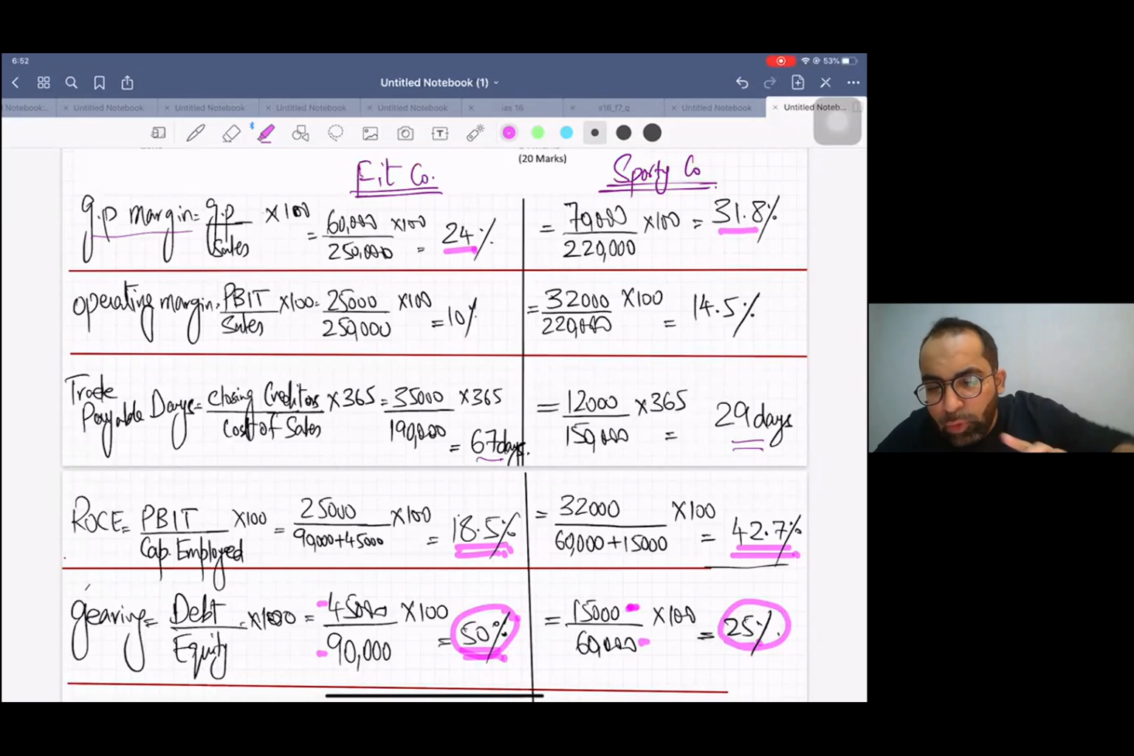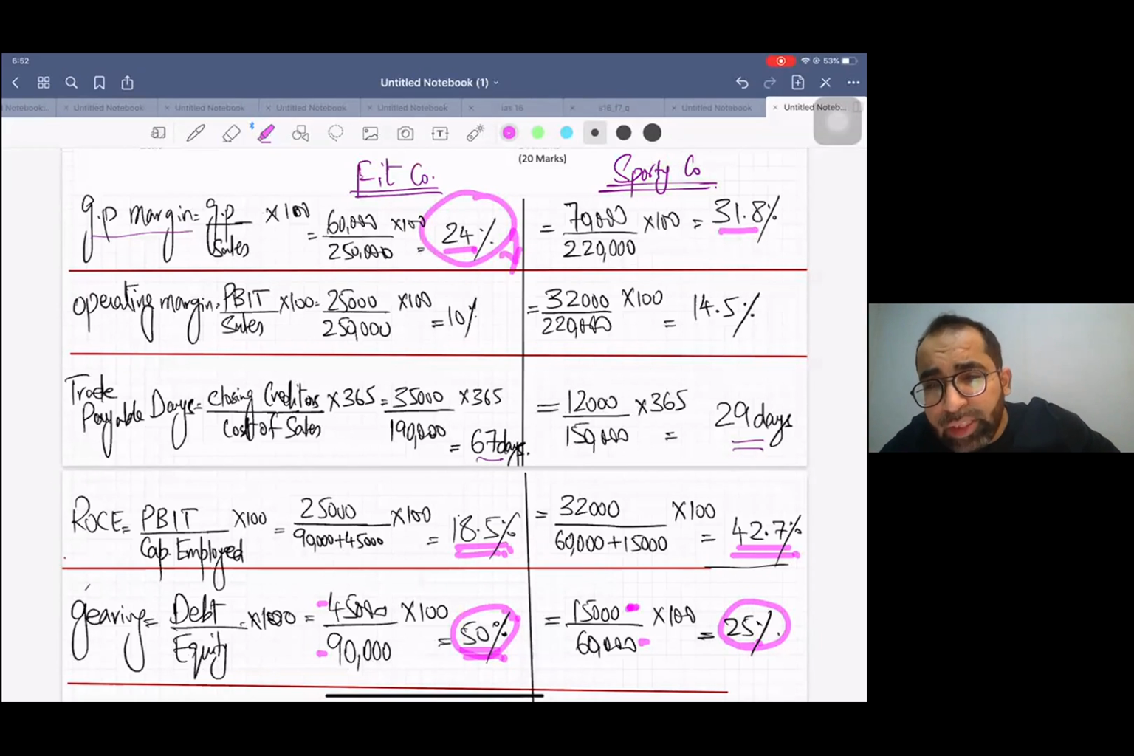Number two, if you come to Fit company, hope you remember the lines in the question. In the Fit company lines it was clearly written that Fit company is a brand and sells through branded shops. So with brands the prices should be higher, and so the GP margin. But the picture is totally different. Their GP margin is lower compared to Sporty, despite the fact they are selling using branded names through branded stores.